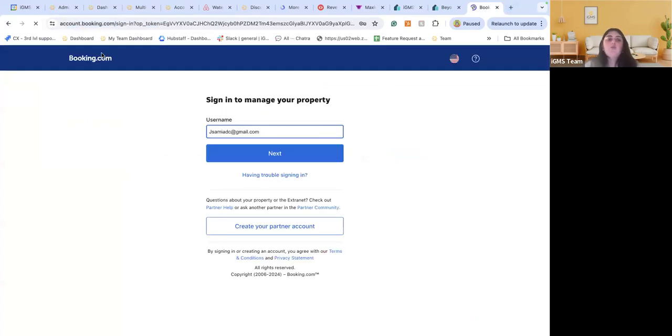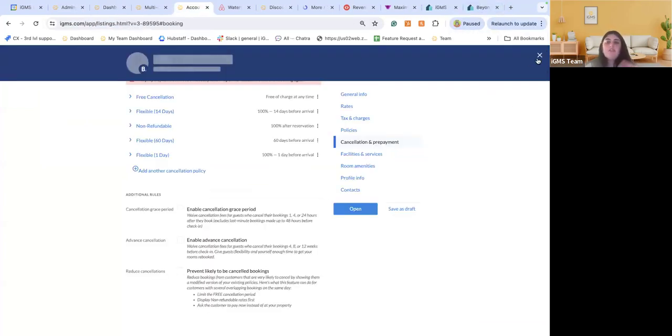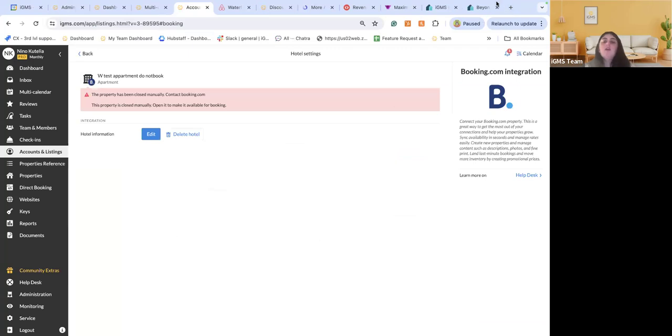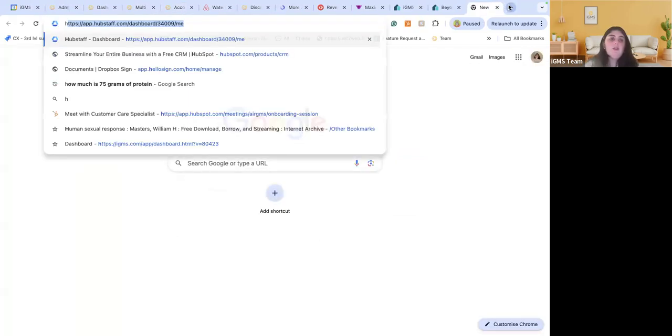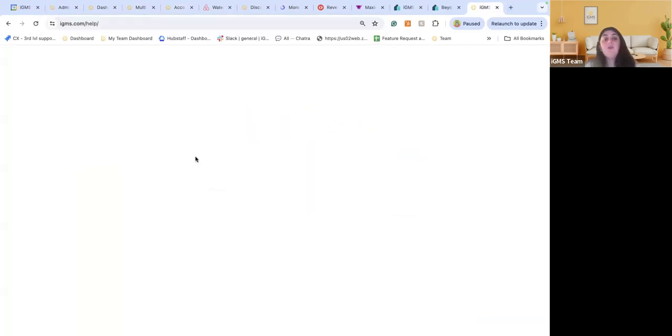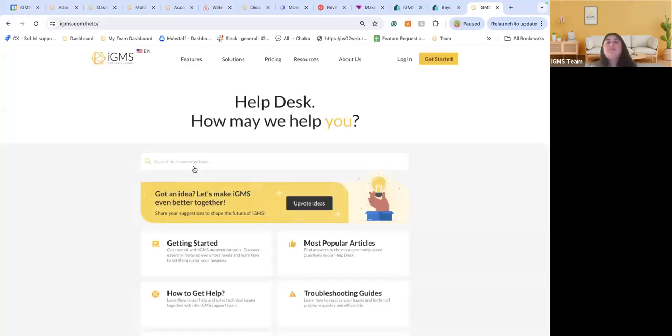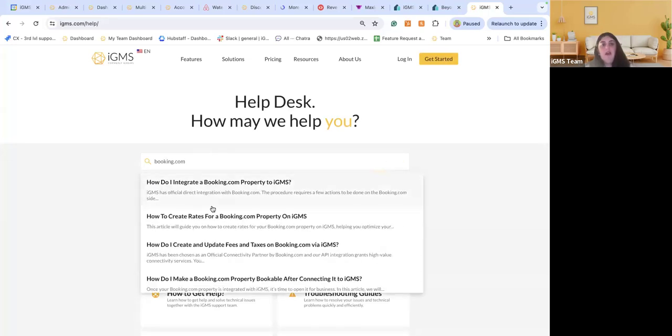This is what we call an extranet, basically, where the hosts register and enter their accounts. So you'll need to set up your listing on that. After that is done, it's simply the same type of connection. Let me show you in detail how you can connect it. It's a bit more difficult than Airbnb. Airbnb is just you log into the account, that's it. But on Booking.com, it's a bit different. I'll also send you this instruction by email, no problem.